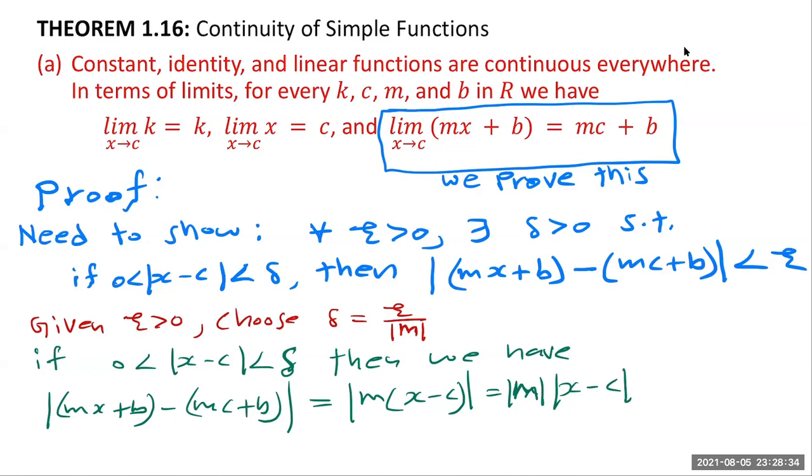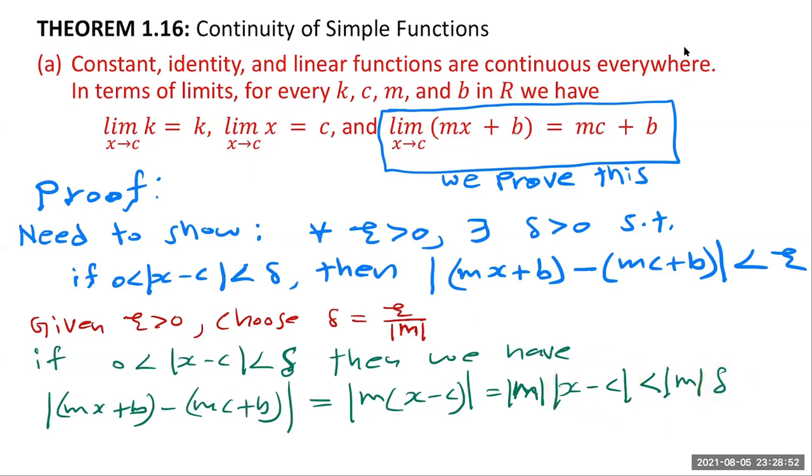But I know that my absolute value of x minus c is less than delta. So this has to be less than absolute value of m times delta, right? Because my delta is bigger than this one. So I put a bigger thing here in the right hand side.